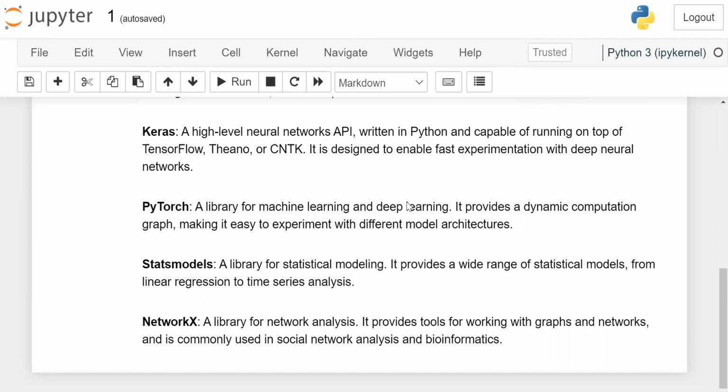Next is NetworkX, a library for network analysis. It provides tools for working with graphs and networks and is commonly used in social network analysis and bioinformatics.